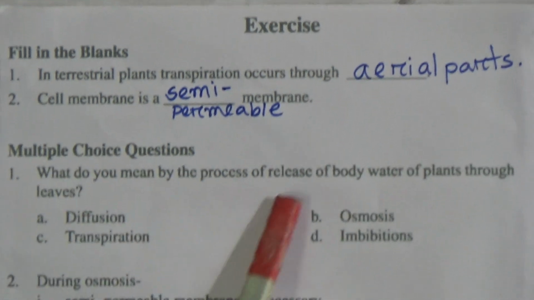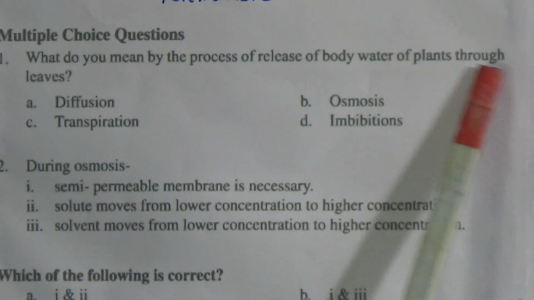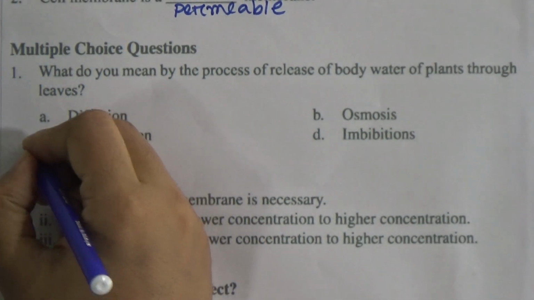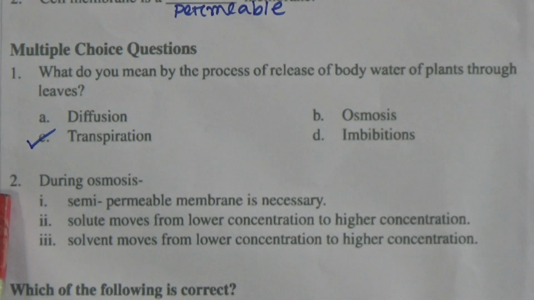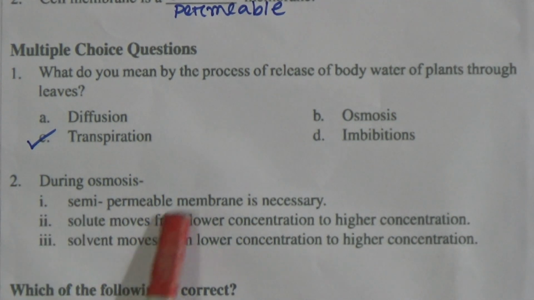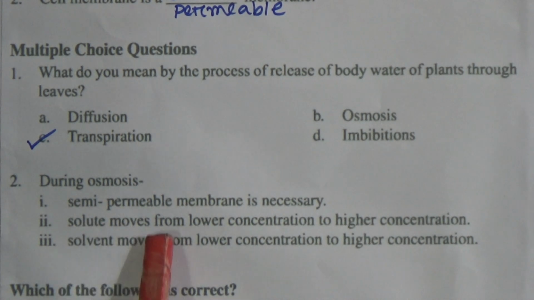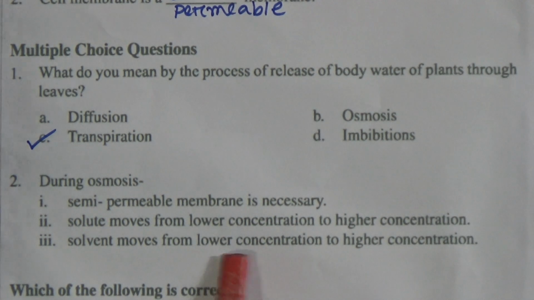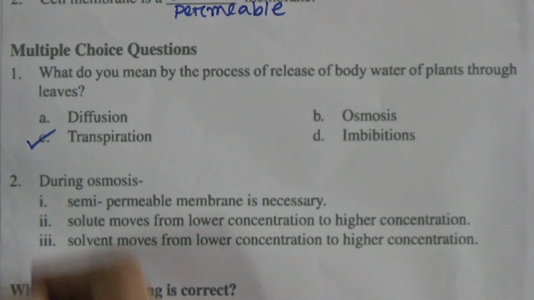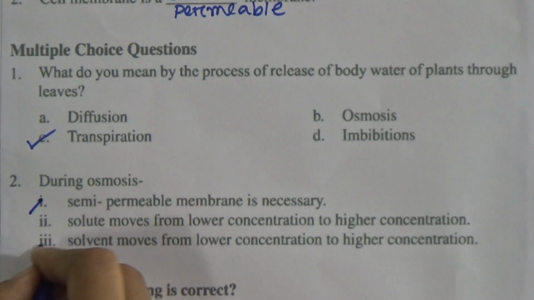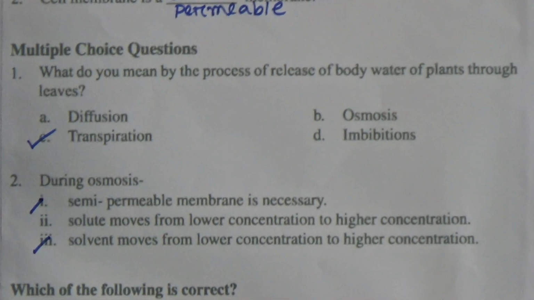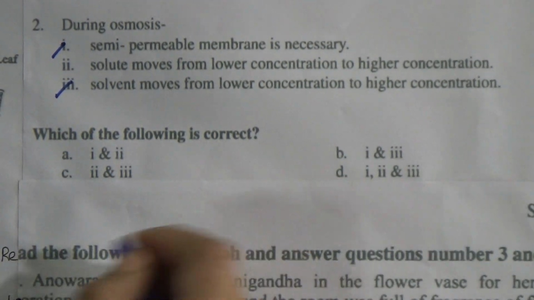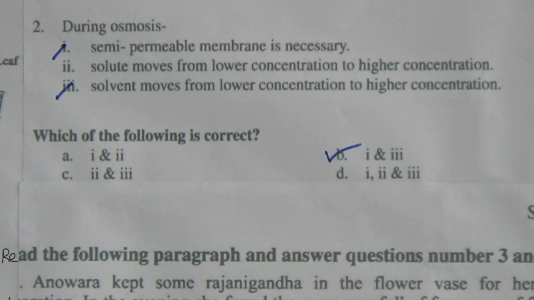Now come to the multiple choice question. What do you mean by the process of release of the body water of plants through leaves? Dear students, that will be transpiration. Now come to number 2. During osmosis, semi-permeable membrane is necessary. Solute moves from the lower concentration to the higher concentration. Solvent moves from the lower concentration to the higher concentration. Dear students, we know that one is correct and that one is correct, because through semi-permeable membrane only solvent can pass. Then the answer will be B.